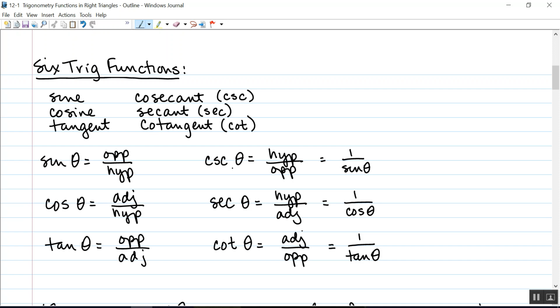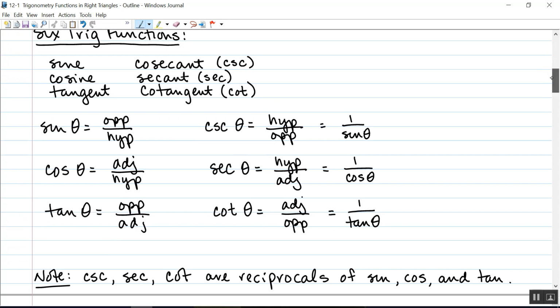So cosecant of theta is hypotenuse over opposite. In other words, it is the reciprocal of the sine function. It's the same as 1 over sine. Secant is hypotenuse over adjacent, and that is the reciprocal of cosine. And cotangent is adjacent over opposite, which is the reciprocal of the tangent function. And I wrote that down here, that those are reciprocals.